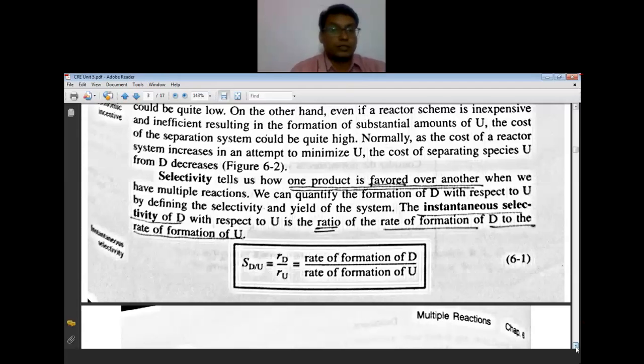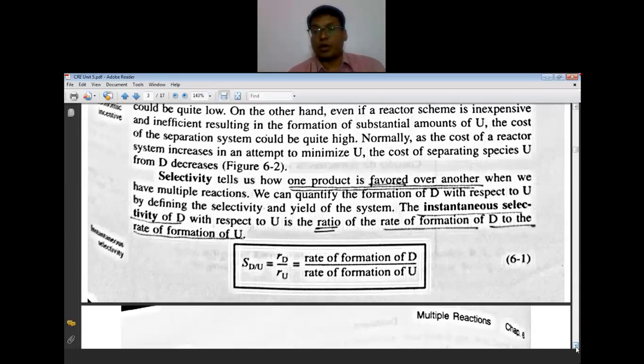One product is favored over the other when we have multiple reactions. So out of these multiple reactions, what is my desired product? In this case, D is my desired product with respect to U. So I can define this selectivity as the rate of formation of D to the rate of formation of U. Now it's a ratio of the rate of formation of D and the rate of formation of U.